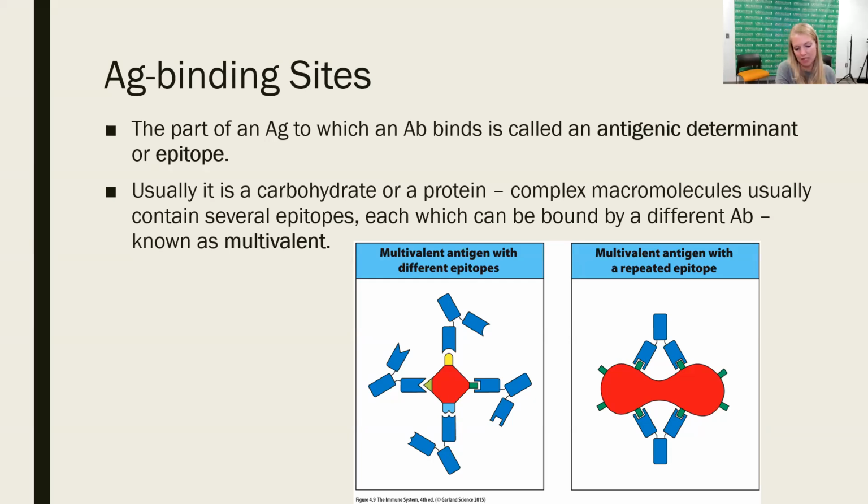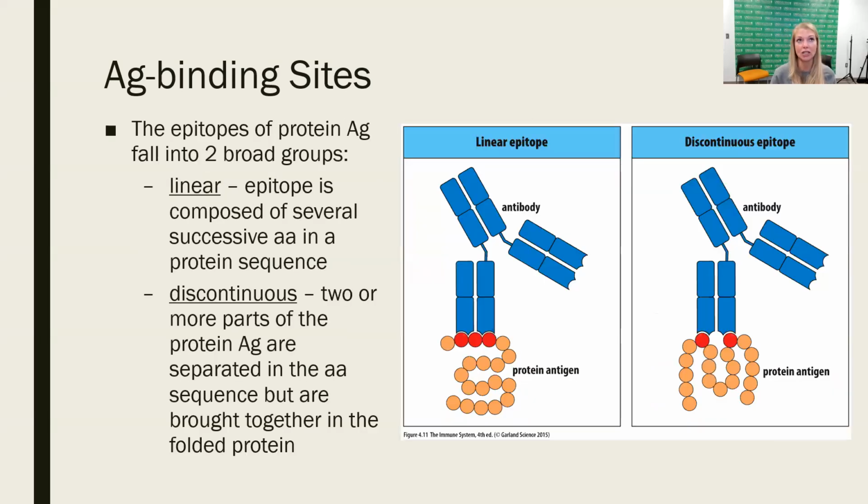So this image down here just compares what a multivalent antigen looks like. There's multiple different epitopes, and so different antibodies with different antigen specificities will bind. Whereas if a multivalent antigen has just one repeated epitope, then it's going to be that same specificity because the epitope is the same.